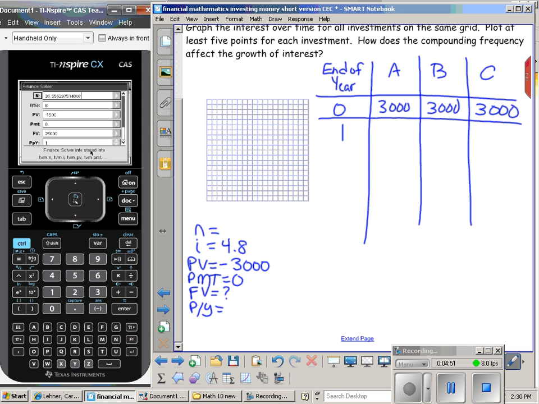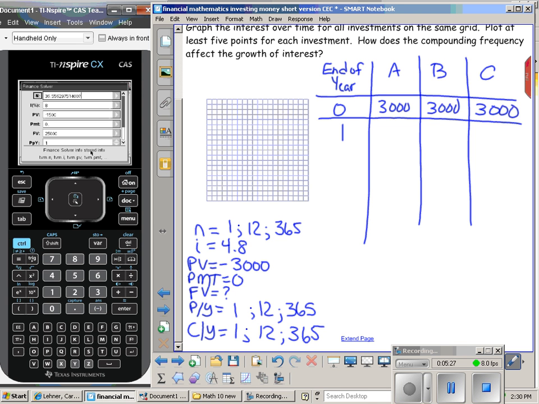If it's option A, it's going to be 1 because it was annually. If it was option B, it was monthly, so it's going to be 12. And option C was daily, so it's going to be 365. Compounding periods per year, again, depending on whether you are option A, B, or C. Our N at the end of year 1, for option A, would simply be 1. For option B, it would be 12 because 12 months in a year. And option C would be 365.